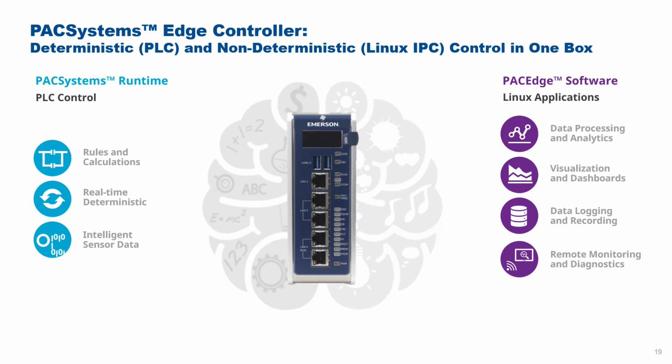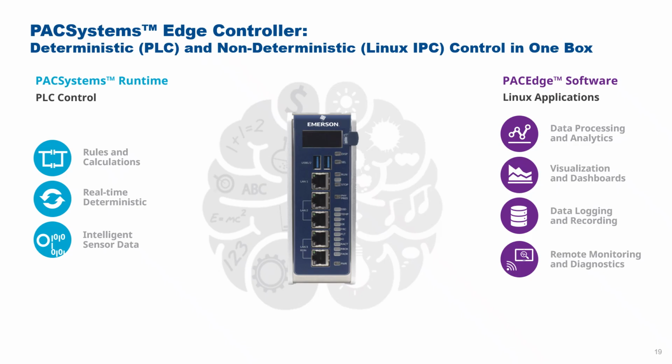It gives you high-speed control down to 1 millisecond response times. So very good for your PLC and your real-time control functions. And then on the other 2 cores, we run PACEdge. So we've got 2 cores to run the Linux applications that we've seen on previous slides.